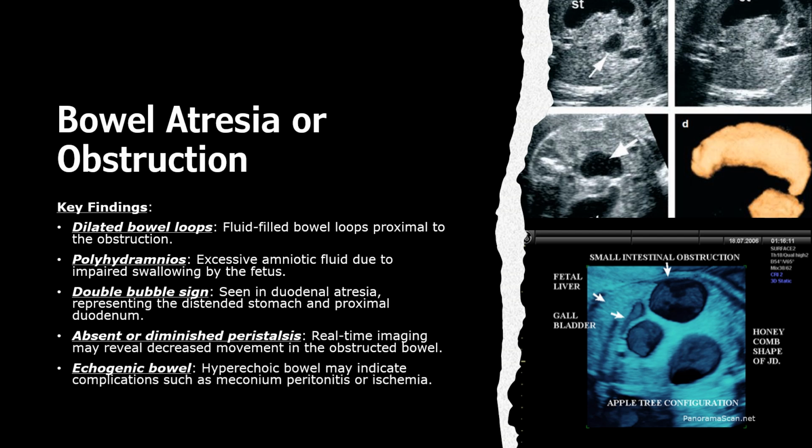Echogenic bowel. The bowel may look bright, and this may indicate complications like meconium peritonitis or ischemia. Recognizing these features is key to early diagnosis and management planning.